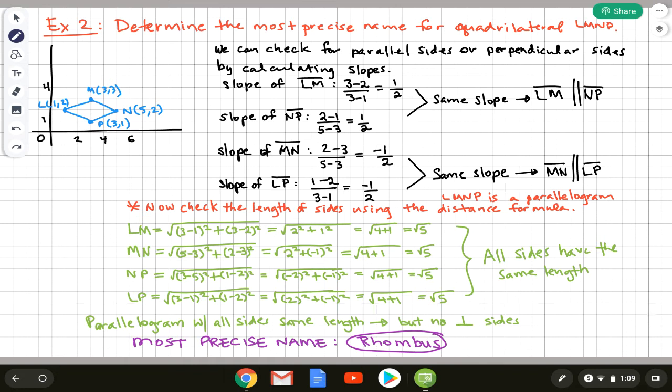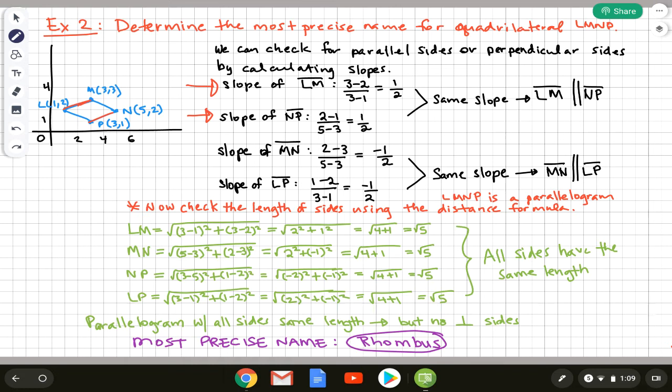So I went through and calculated the slope of LM. That's the line here. I'm just subtracting y values on top and x values on the bottom. So 3 minus 2 over 3 minus 1, and it gives me 1/2. Then I calculated the slope of NP, which is opposite LM. When I calculated it using those points, I also got 1/2. So since those have the same slope, I know that LM is parallel to NP.